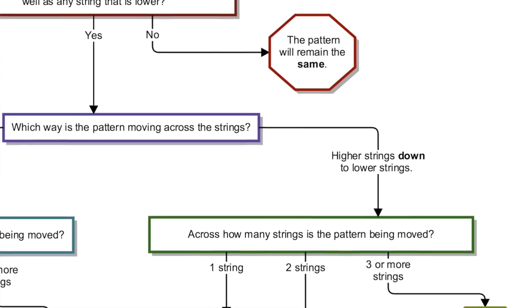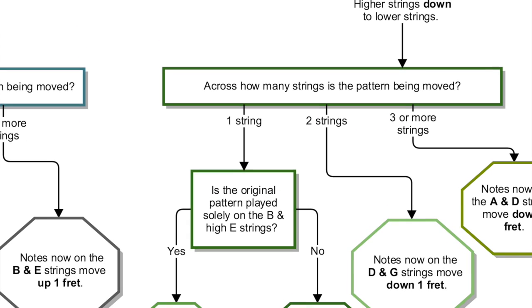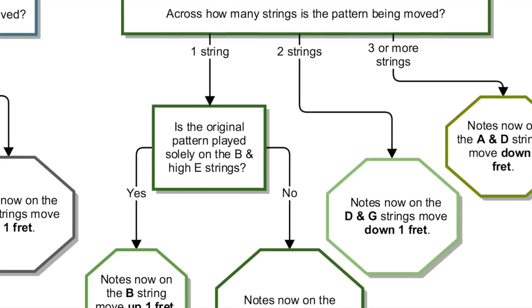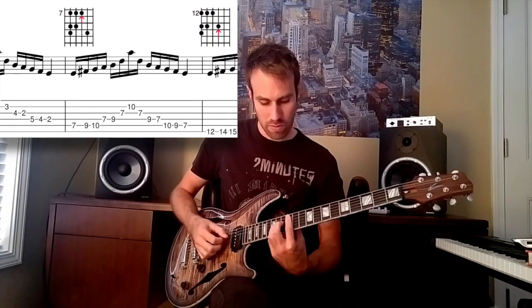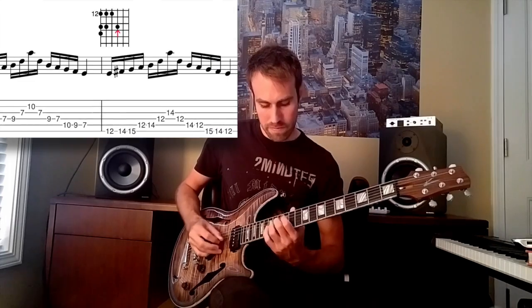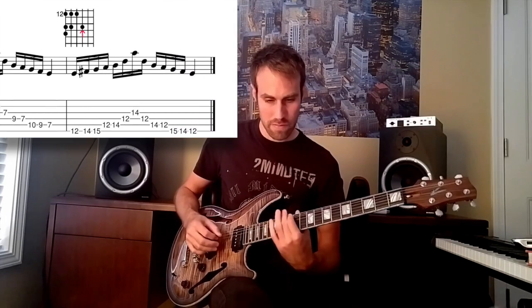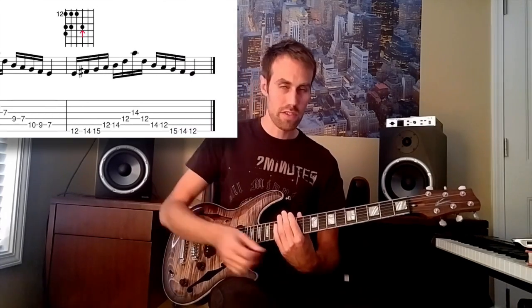We're again moving it one string. It doesn't take place on the B or E. So find that E and then move whatever is on the G string from the last pattern down one fret. All right, so there's that example.